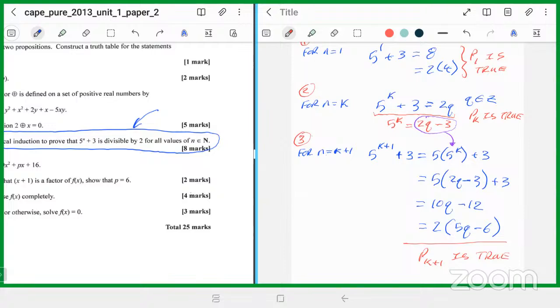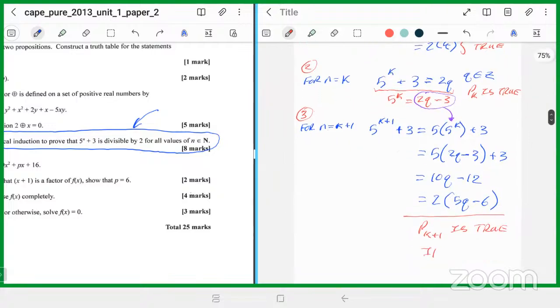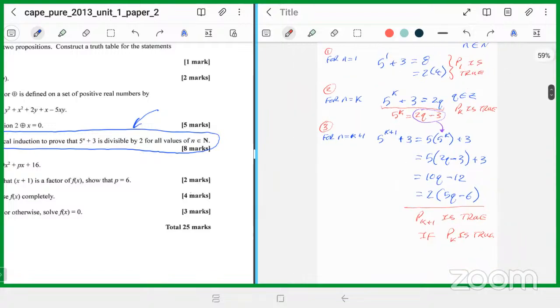But it is true if Pk is true. Why am I saying this? Because remember, we use the result from Pk to prove the result for Pk plus 1. And so Pk plus 1 is true if Pk is true. And once you can do that, once you show that stage, then you can draw your fourth line, your fourth statement.